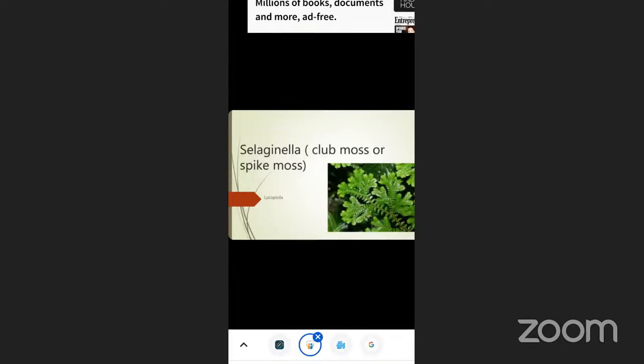And another type to study here, Selaginella. Selaginella comes under the Lycophyta or Lycopsida, class Ligulopsida, order Selaginellales, family Selaginellaceae, genus Selaginella. So Selaginella is widely distributed with around 700 species. They can grow in tropical and subtropical areas. Some are cultivated as ornamental plants.